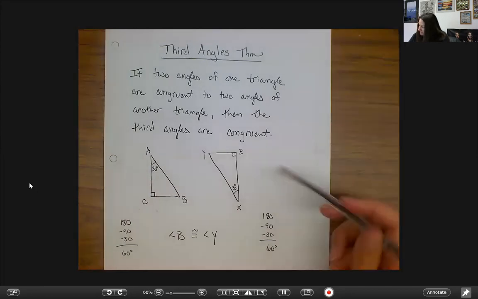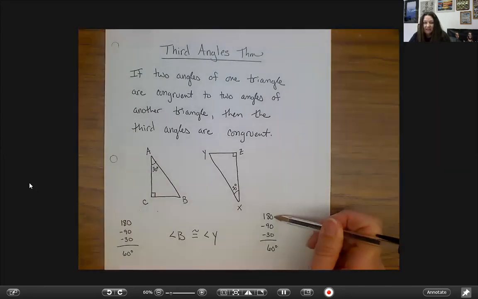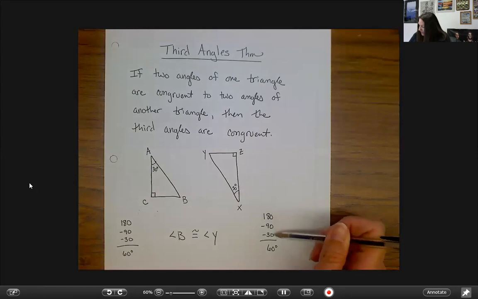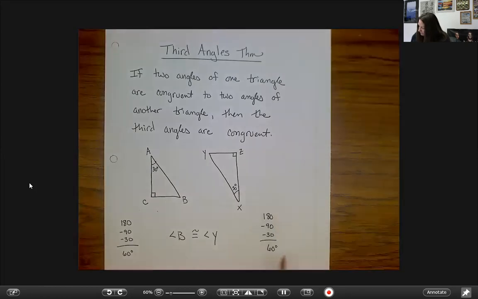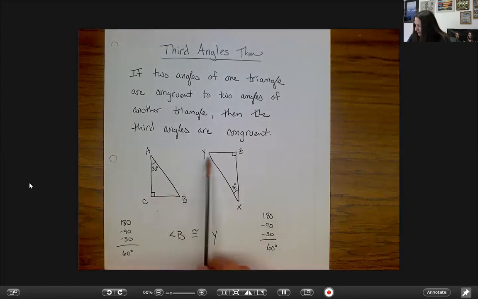Well, we know the entire triangle is 180. If we subtract the same two values, then we have to get that same measurement of 60 degrees. If you subtract the same values, you're going to get that same measurement. So that third angle must also be congruent. So in this picture, it tells us that angle B will have to be congruent with angle Y.